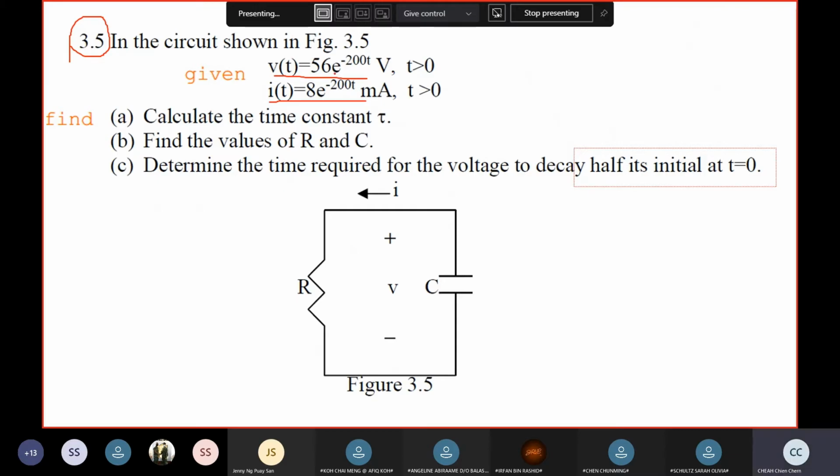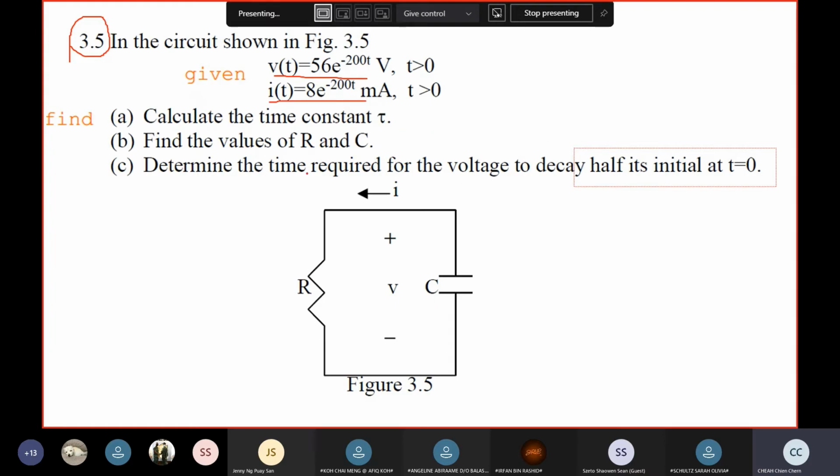So for example, maybe you go to the lab, you use some instruments to measure all this, and then maybe you want to work backwards to calculate what will be the equivalent resistance, what will be your capacitance, and what will be the time constant, how fast. And notice that there's also a question asking you to find the time required for the voltage to decay to half.